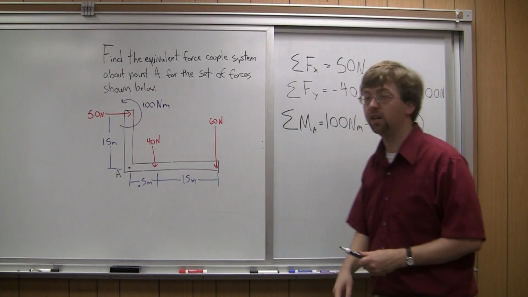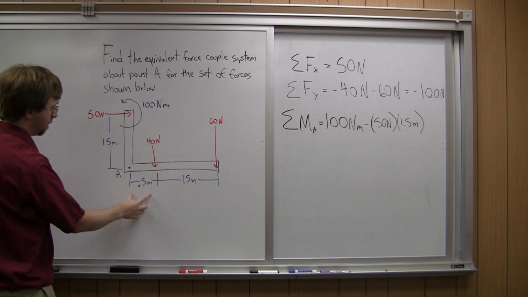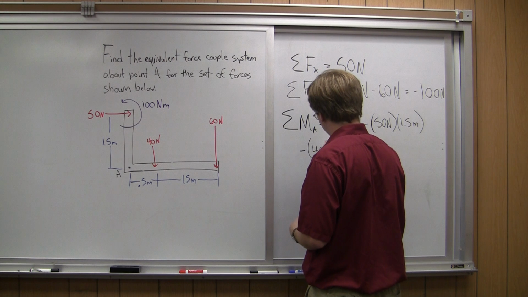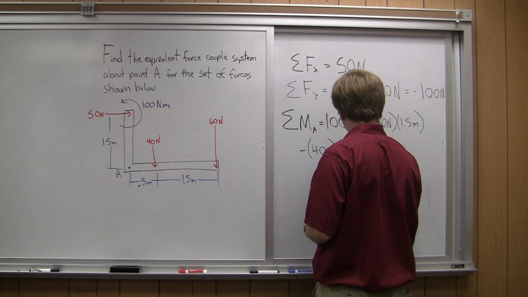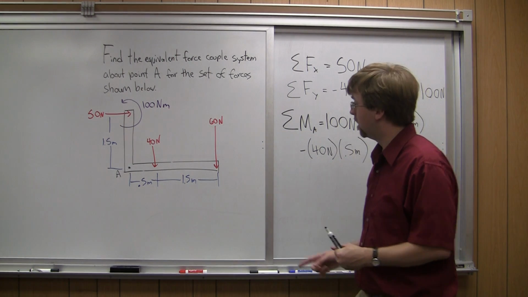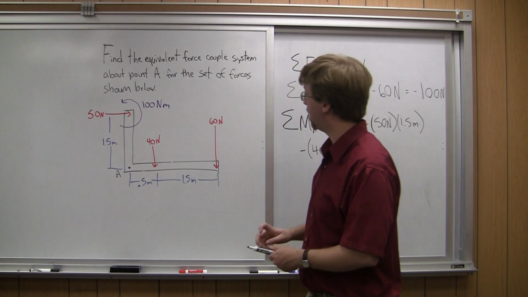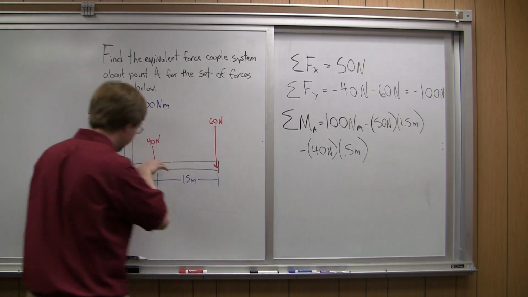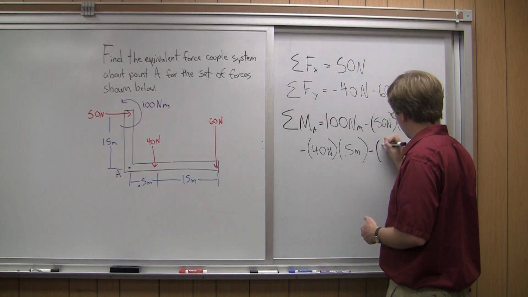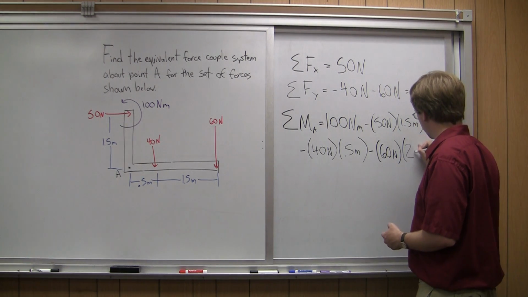Next I'm going to go to this 40 Newton force. That's also a negative moment. So 40 newtons times my perpendicular distance of 0.5 meters. So minus 40 newtons times 0.5 meters. And then finally I have the 60 Newton force. The perpendicular distance for this one is going to be 2 meters. So from A, I go 0.5 plus 1.5, 2 meters out. And using my right hand rule, this is a negative moment. So minus 60 newtons times 2 meters.